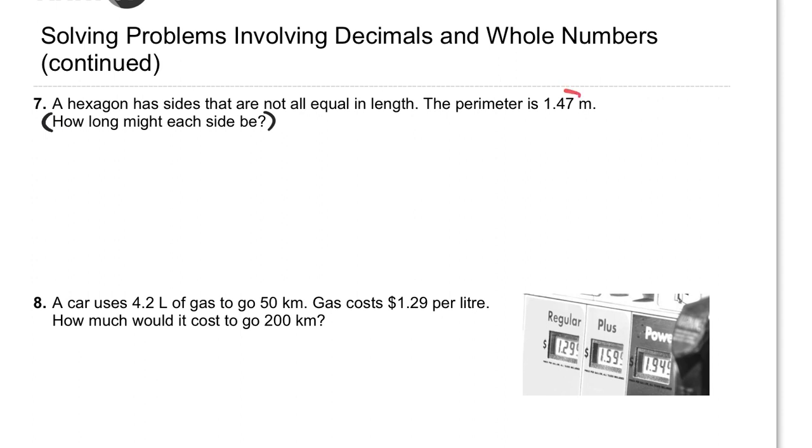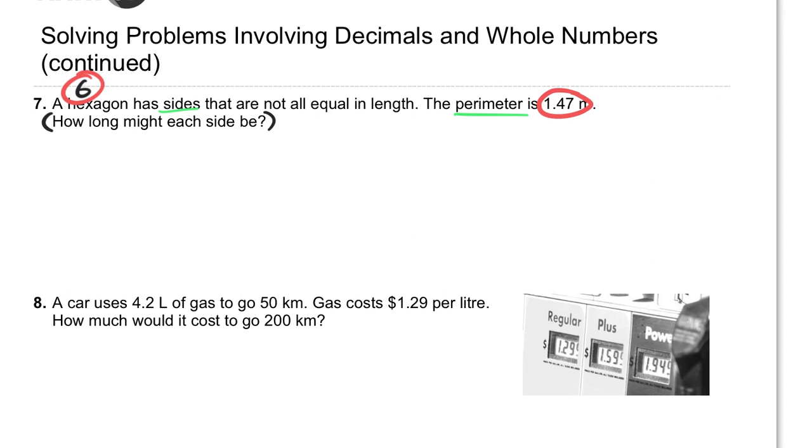Next, let's circle the important numbers. We've got a perimeter that is 1.47 meters and a hexagon. Well, a hexagon has 6 sides, so we might just want to add in 6 and circle that important number. Then we should underline the labels. The perimeter is 1.47 and we have 6 sides that are not all equal in length. Okay, a perimeter, with this one, I might want to do something different than with a number sentence. My strategy or my plan might be to draw a picture first.